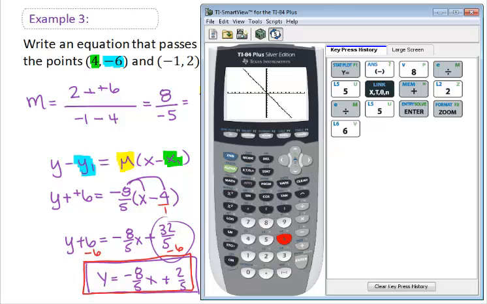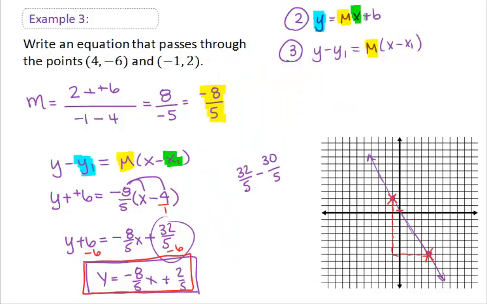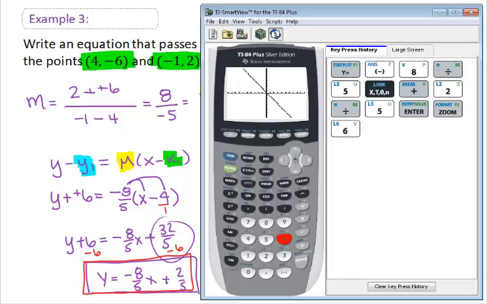Now, that's what we graphed when we graphed it by hand. But if we want to fully check our answer, we need to double check that this graph goes through these 2 points that we expect it to go through. So we need to see that our graph goes through the points of (4, -6) and (-1, 2). So if you ever want to double check some ordered pairs, the easiest way to do that on your TI-83 or 84 calculator is you just push the trace button.